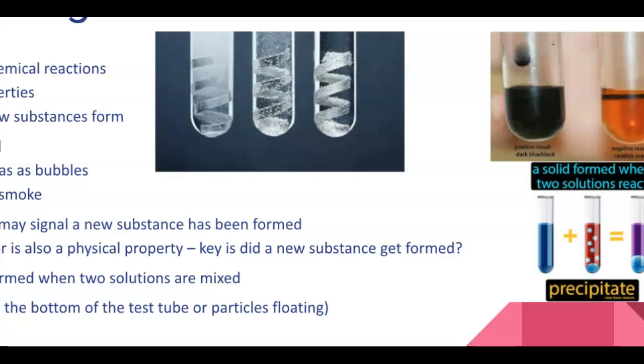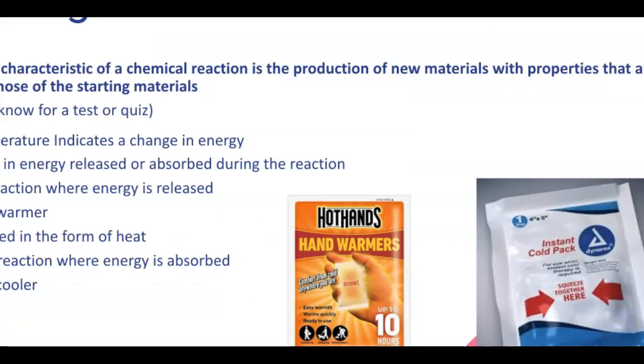Our third one is called a precipitate, and that is when two solutions are mixed, and at the bottom you'll see particles. What I'm showing you is a blue liquid and a red liquid. They combine together to make a purple liquid, but at the bottom there's a bunch of blue powdered stuff. That blue at the bottom would be called a precipitate.